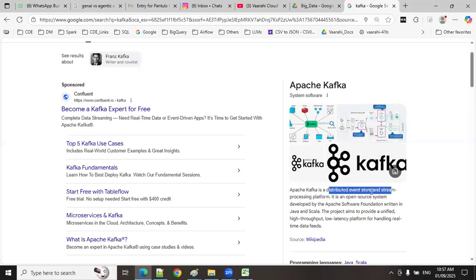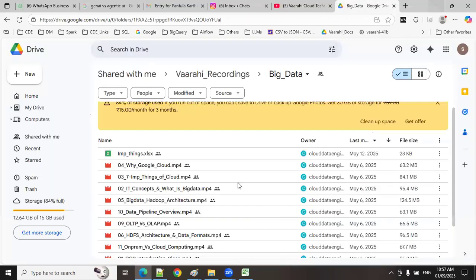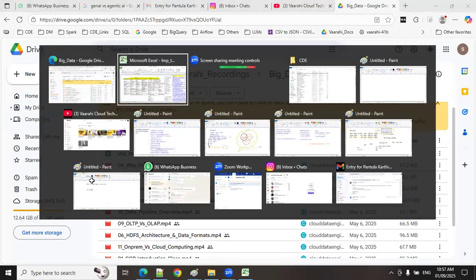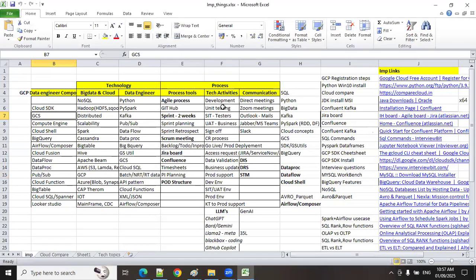Kafka is a distributed streaming platform. That's it, close. And pick another word, pick another word. So down the line, 15 to 20 days, you will understand these words.